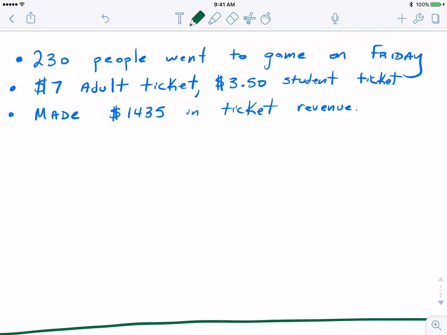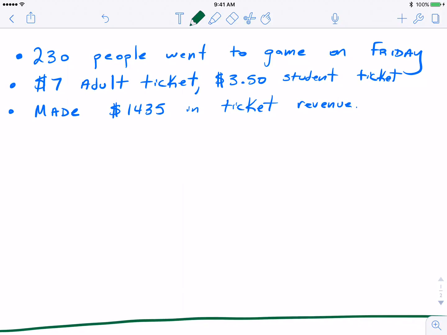I'm going to start with the variables here. In your project, your variables are defined as A and S. So I'm going to say let A equal the number of adults, and let S equal the number of students that attended on this Friday.